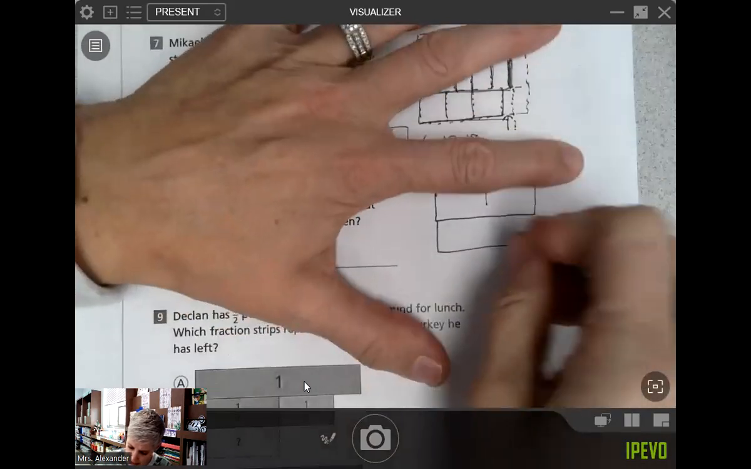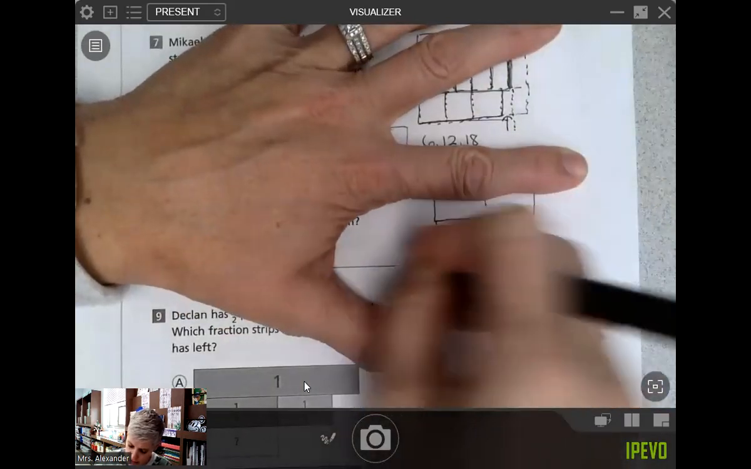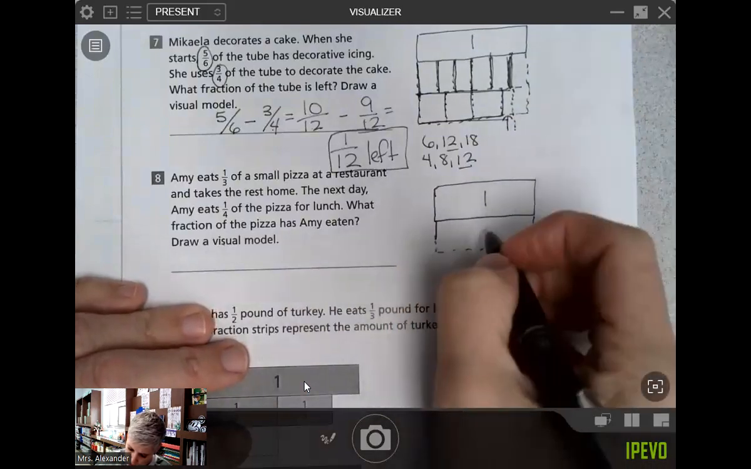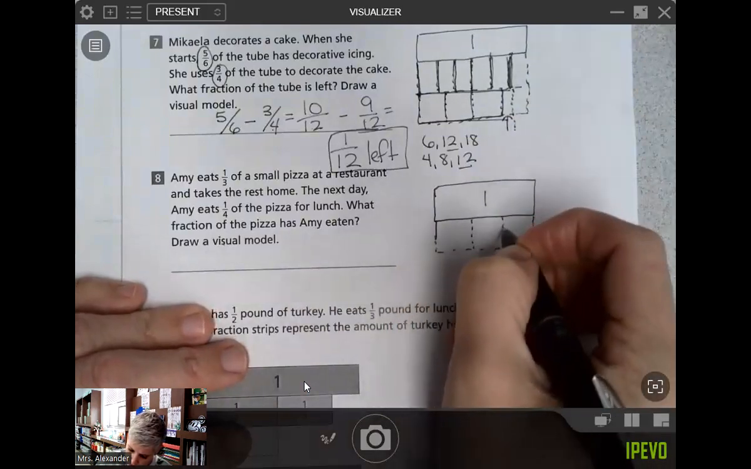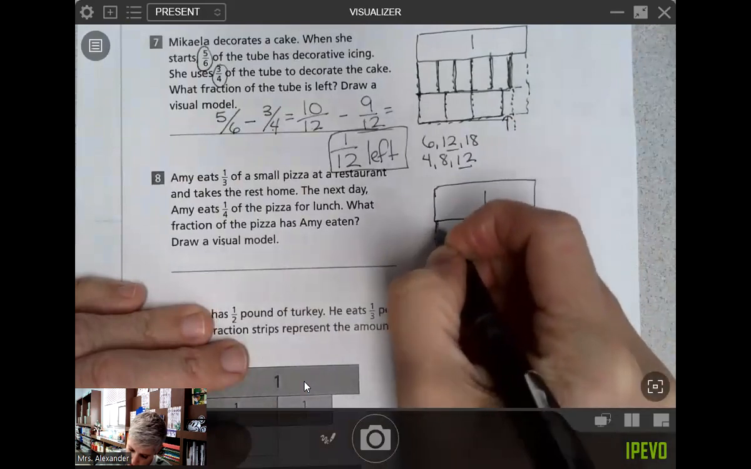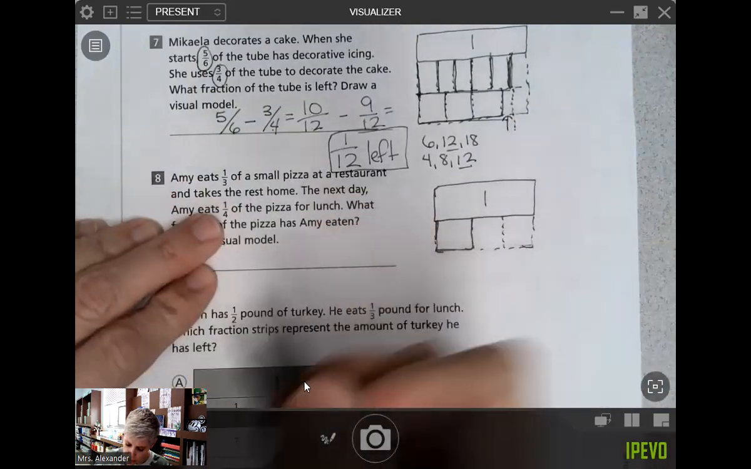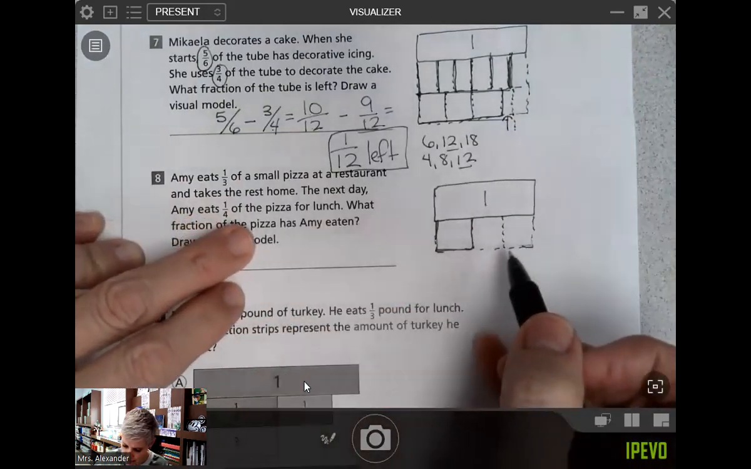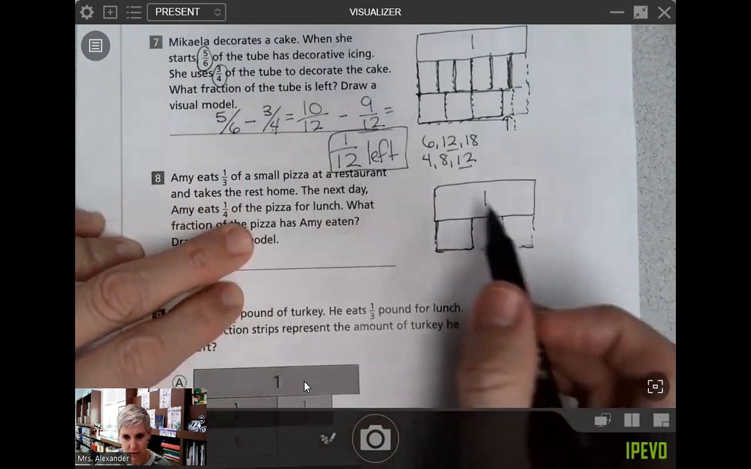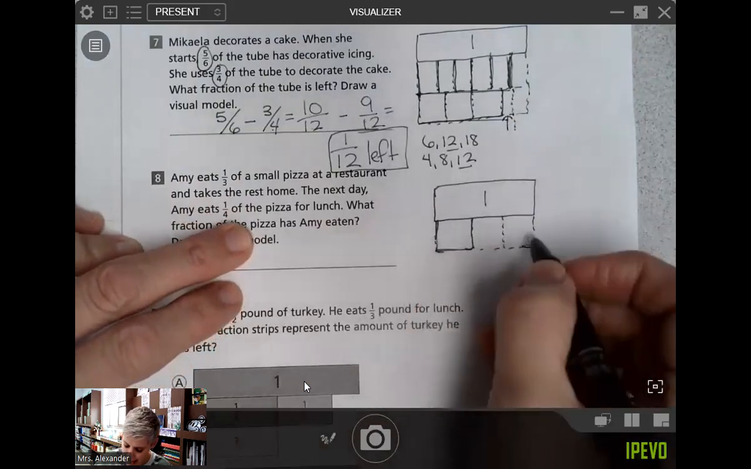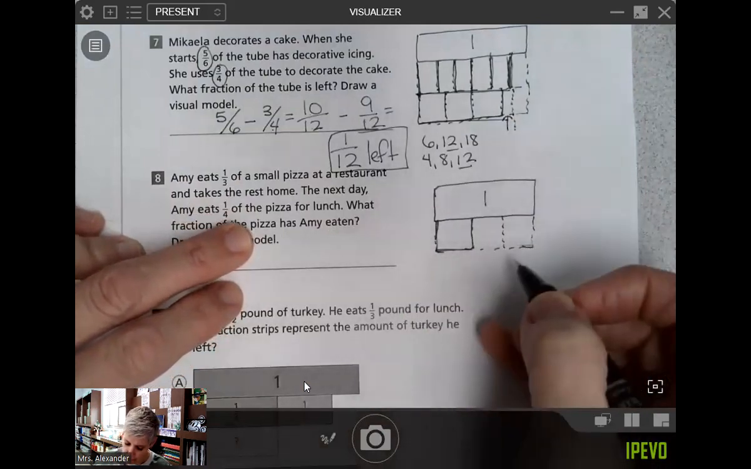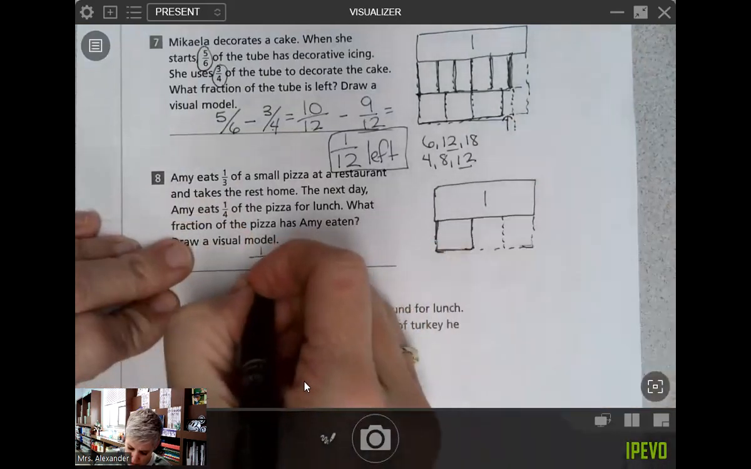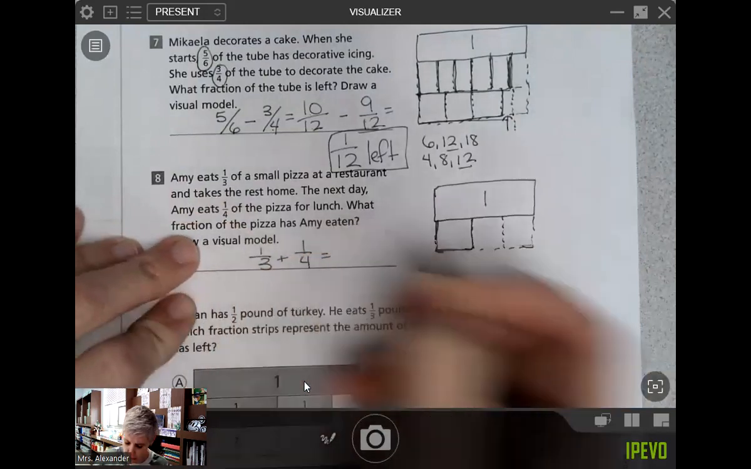Oh, I should be dotting that, shouldn't I? I think I'm using an erasable tool. So she eats 1/3. This is what she's eating. She's taking the rest home. The next day, she eats 1/4 of the pizza. Well, that creates a little bit of a problem with my drawing here because I need to add 1/4. So I have to figure out, well, how do I add 1/4 to 1/3? That's what we're working with.